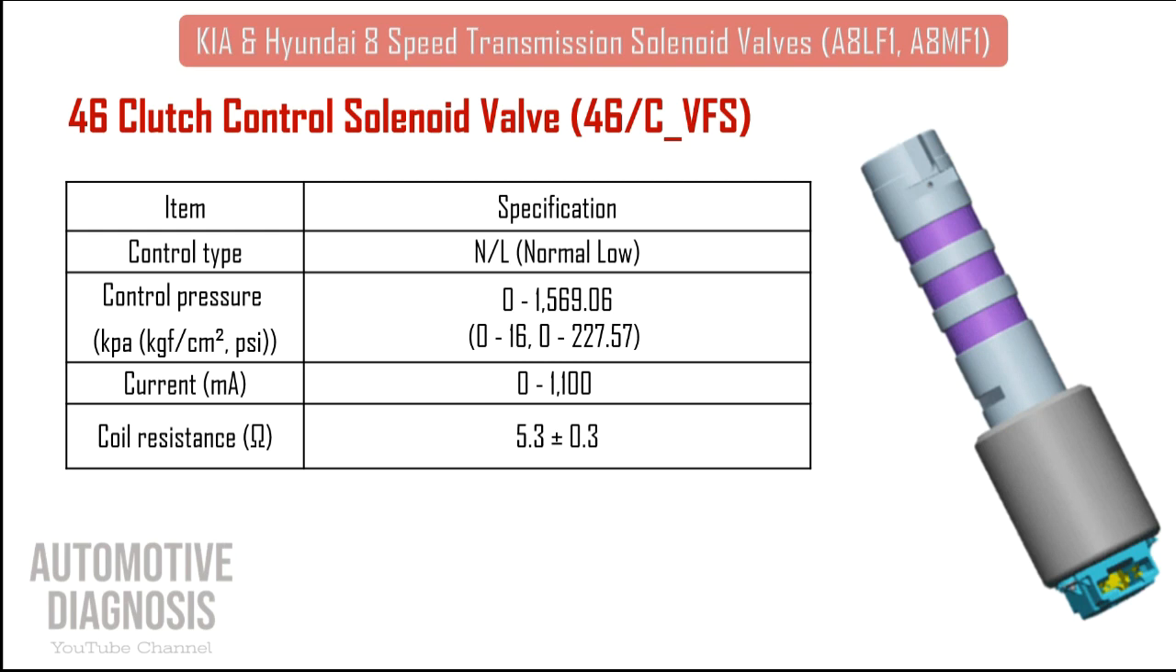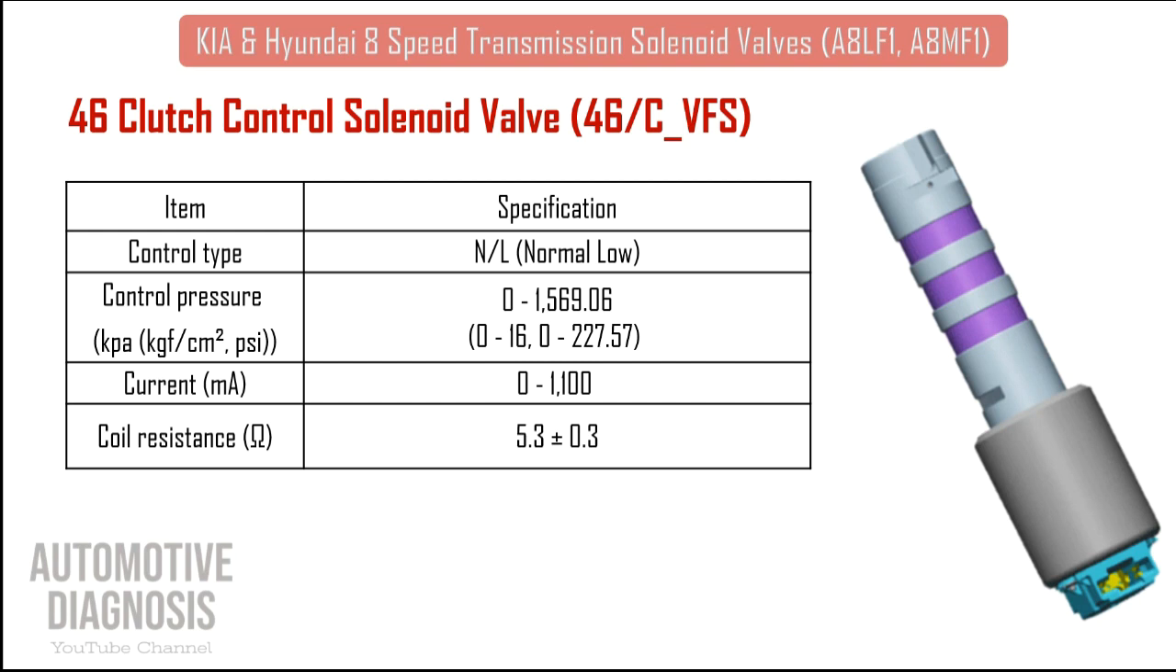What we have in this table shows you the specification. We know that the control type of this solenoid is normal low. We have two different types: normal low and normal high. When we say normal low, it means when low current is provided to this solenoid, the solenoid is not providing any oil to that clutch or that brake.